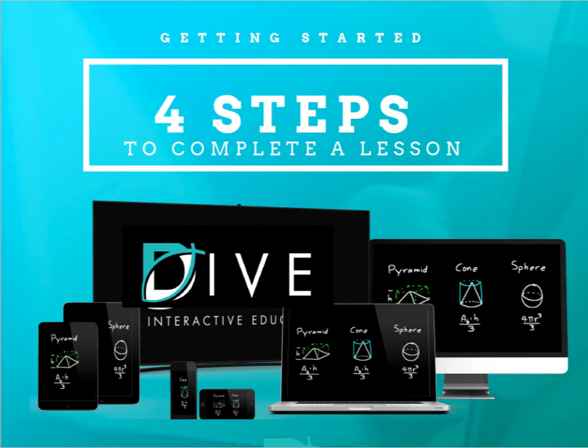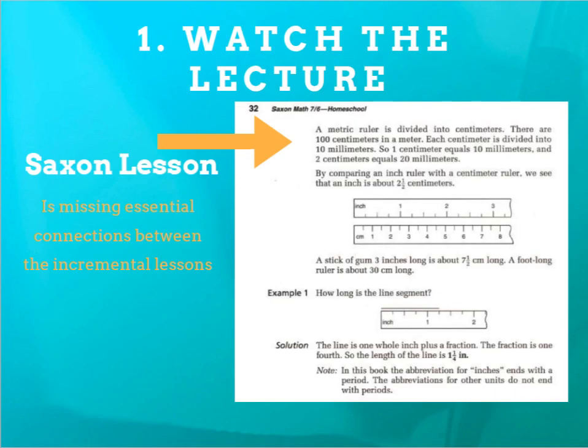And first up, I want to talk about how to complete a lesson. We're just going to dive right in and look at the 4 steps of completing a lesson. When we talk about a lesson, we're talking about the Dive lecture, that's first, and then the Saxon facts practice, the Saxon lesson practice, and then the Saxon mixed practice. The Dive course is video lectures that teach the lessons in the Saxon textbook. And so step 1 is to watch the lecture.